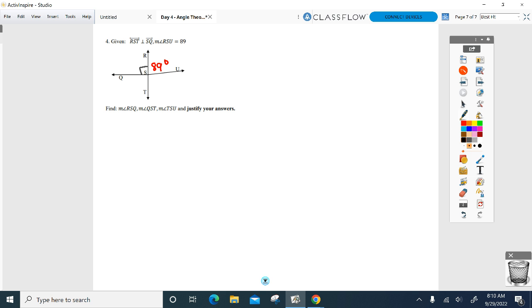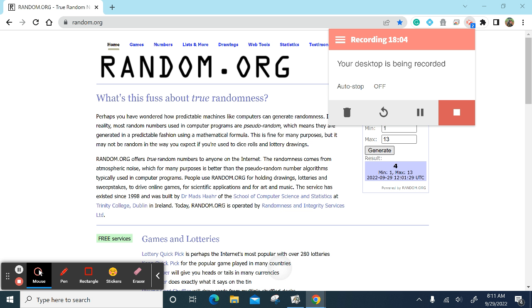All right, now I just changed the directions up. Look at the directions. Does it say prove anymore? No, so I don't need statements and reasons. I definitely don't want statements and reasons. It just says find, and you know what? Just find the darn thing. So the first one I'm asking you to find is, what's the measure of RSQ? Take a look at your diagram, and based on the givens, what's the degree measure of RSQ?